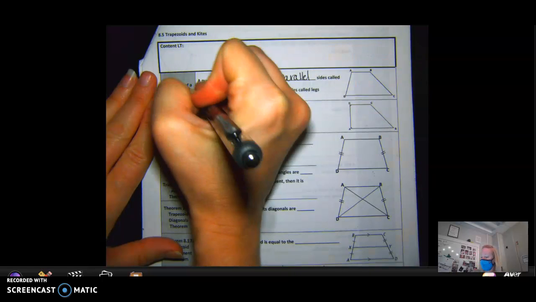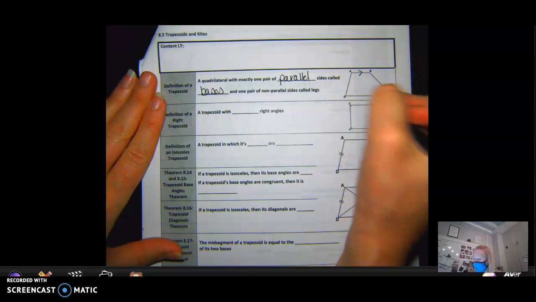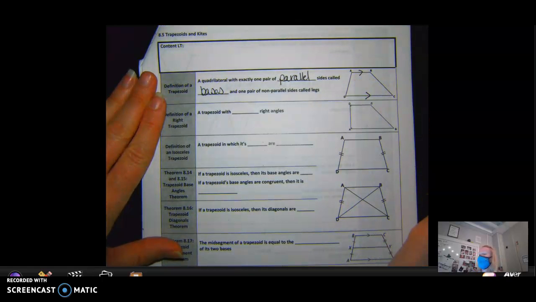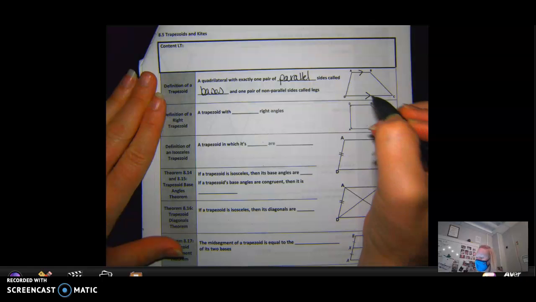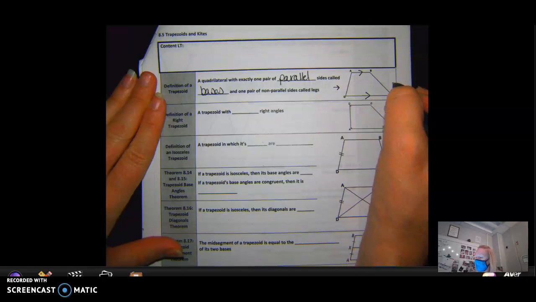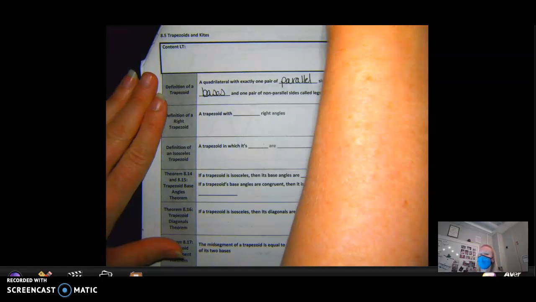sides called the bases. So this guy and this guy are parallel, so I can put that symbol in on them. And we call those the bases. They don't always have to be the top and bottom. It could be rotated, and they're still called the bases. And then we have one pair of non-parallel lines, and we call those the legs. So these are my legs, and they're not parallel.